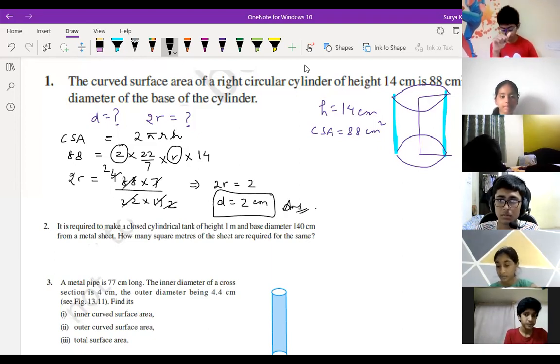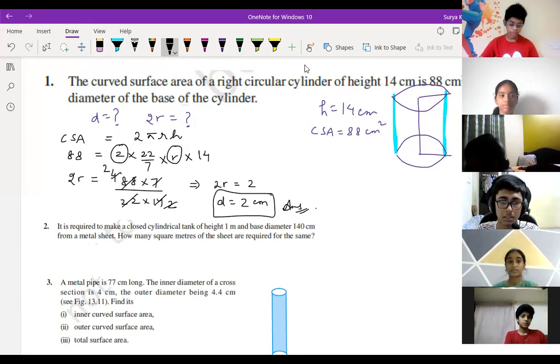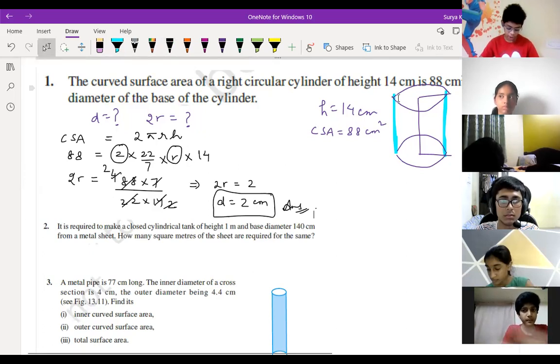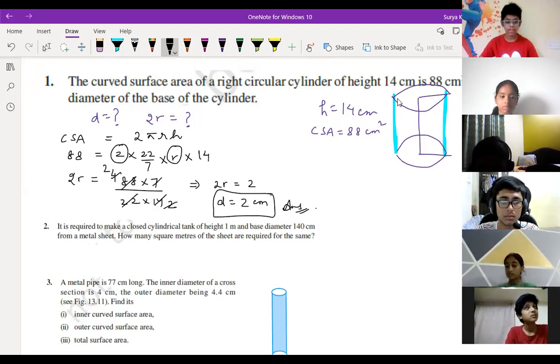Is it clear to everyone, children? Anywhere you're feeling difficulty over here? Sir, we can do another method also, right? 2 into 22 by 7. Yeah, that only I've done. Yeah, and cutting of the 7 and 14. Tell once again. So I did 2 into 22 by 7 into r into 14. I have cut the 7 and 14. I wrote 2 into 22 into 2. Then 88 is equal to, I got it. That's it. Same only.